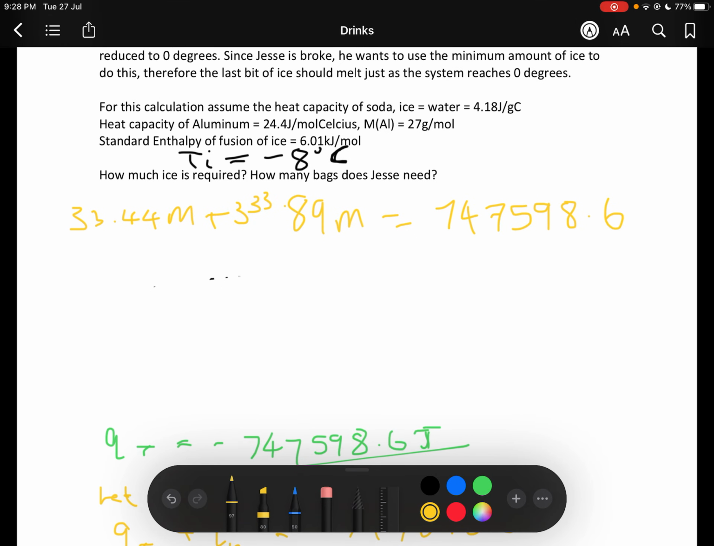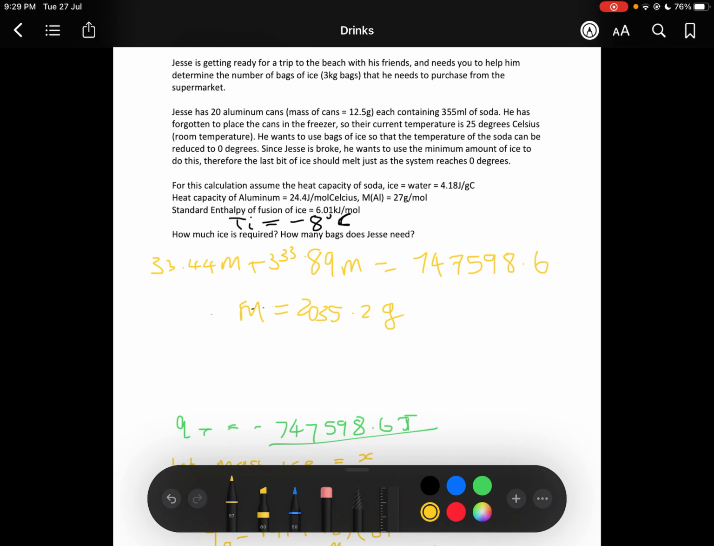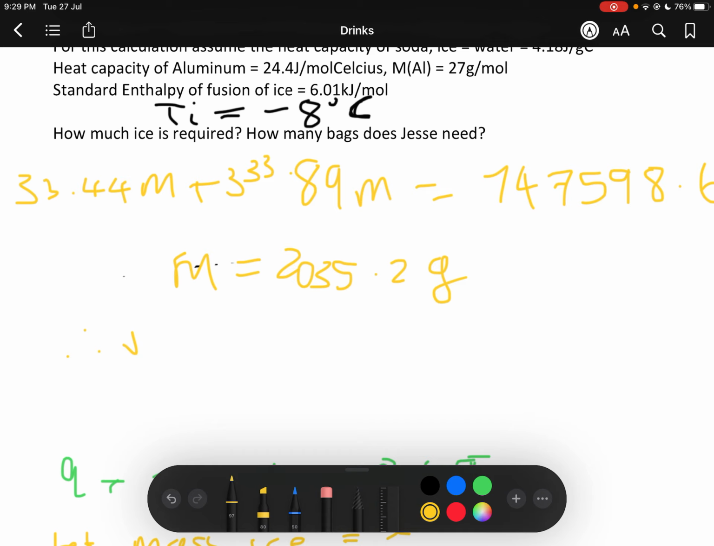So if we just solve for m, we can say that mass is equal to 2,035.2 grams. Therefore, since each bag is actually 3 kilograms, we can say that Jesse actually only needs 1 bag of ice. Jesse only needs 1 bag of ice.